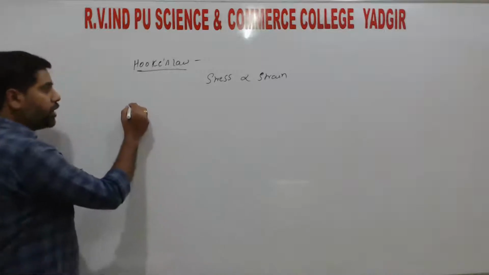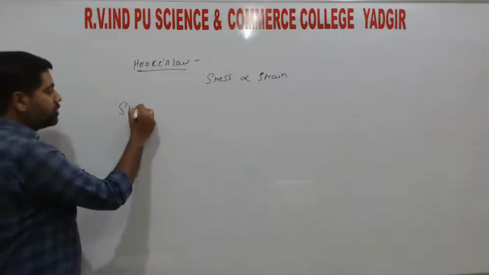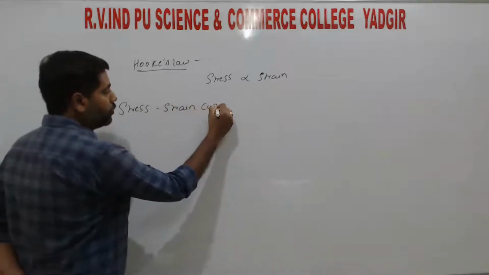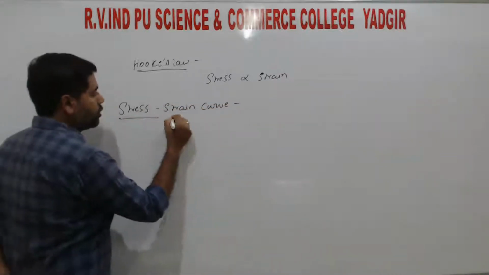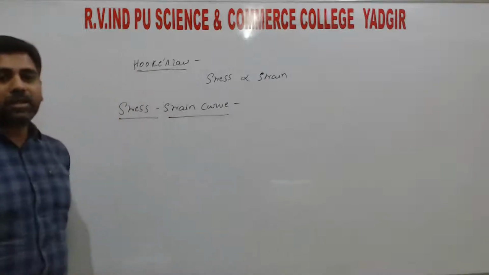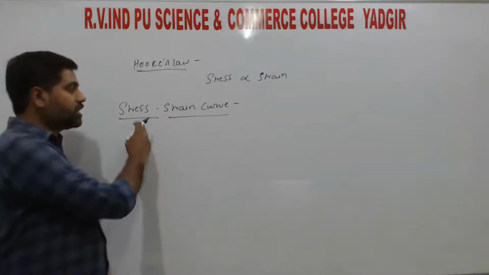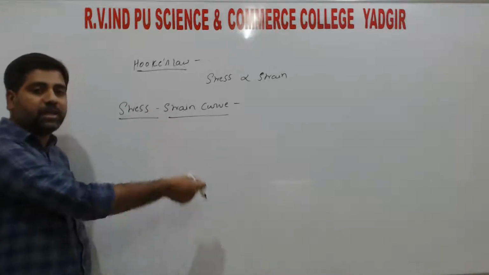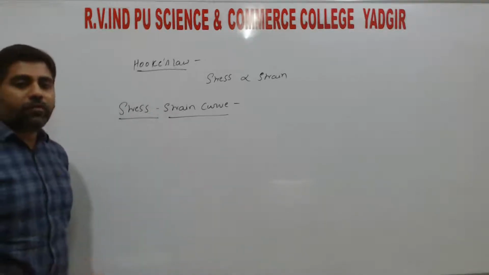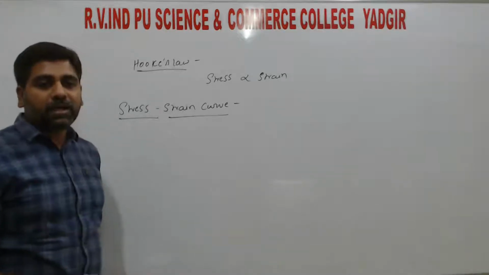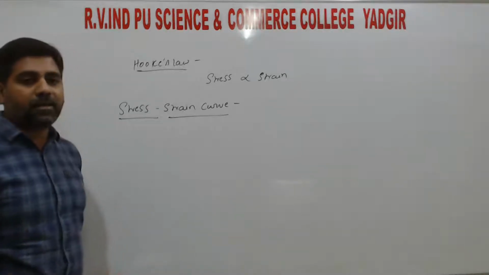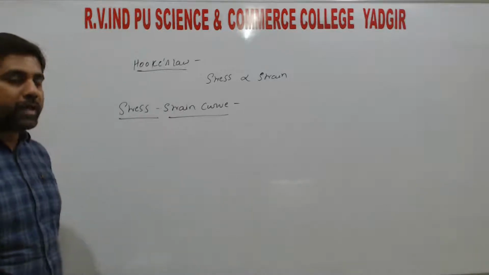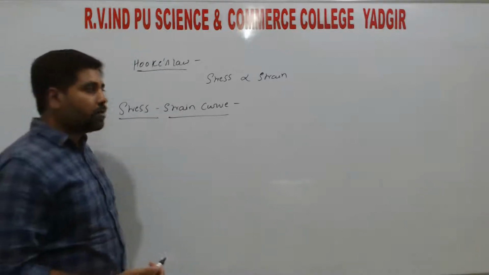So in this class, we are going to discuss the stress-strain curve. That means we are plotting the graph for stress and strain. To discuss stress and strain, we are considering a material that we are going to study under tensile stress, right? That material may be a rod or it may be a thin wire. So we consider that material as one wire.